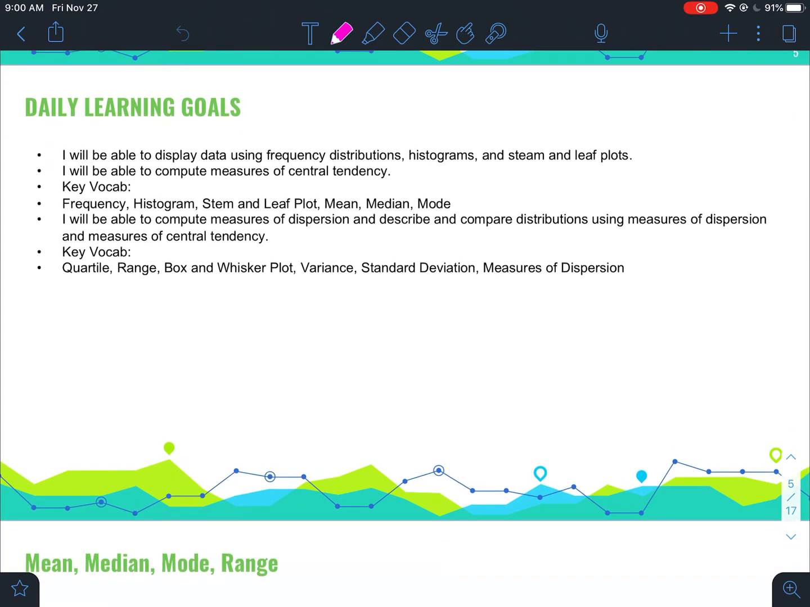So today we're going to move on from probability and talk about statistics. We'll talk about the foundational skills of statistics: mean, median, mode, which are the measures of central tendency. We'll talk about how to display data using different types of tables and graphs, like histograms, stem and leaf plots, circle graphs or pie charts, and bar graphs.